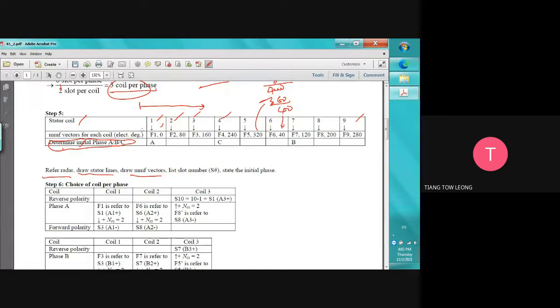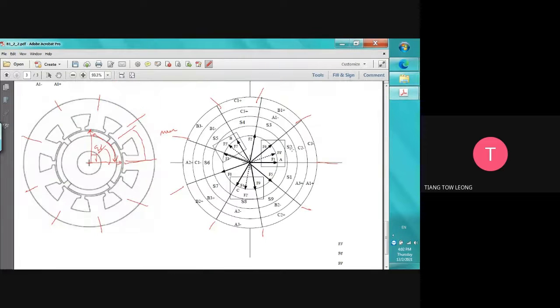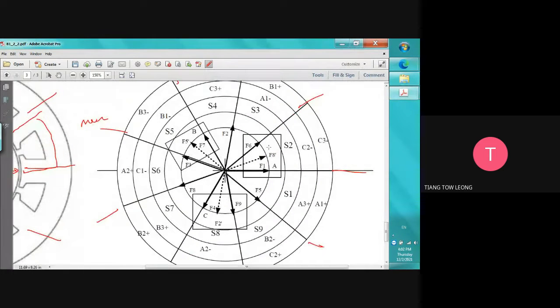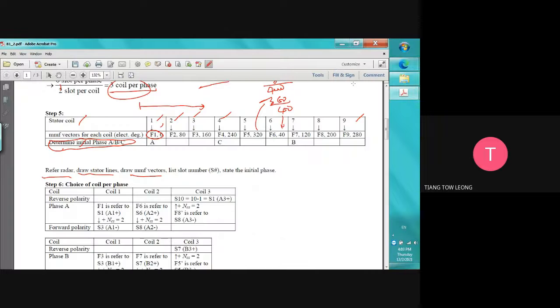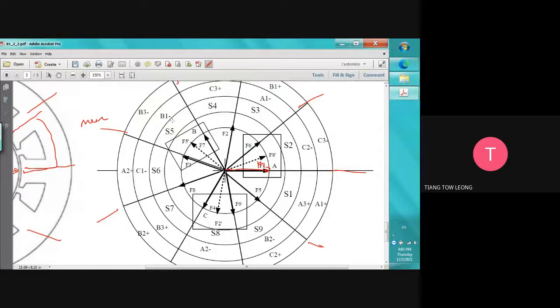Okay, the MMF vector is 0 for F1. So where is it? Assume nothing here. We start from 0, 0 for F1. Assume nothing, so now I draw F1. Okay. Next, 80 for F2. So we draw F2.